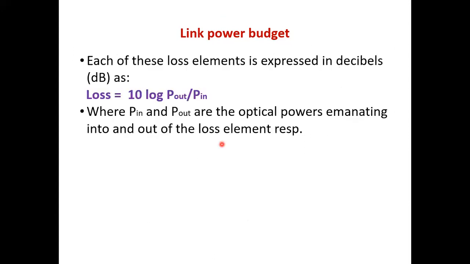Okay, so how do I calculate? Now we will start with the link power budget. I hope you have your papers ready. So loss, as you know, we have calculated attenuation loss. The formula is the same, 10 log10 P out by P in. P in and P out are the optical powers emanating into and out of the loss element respectively. So we don't have a different formula. We have the same attenuation formula. So alpha is equal to 10 log P out upon P in. Now here we are not calling it attenuation loss, we are calling it loss. The formula remains the same.